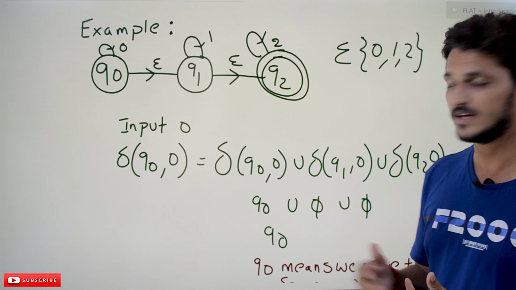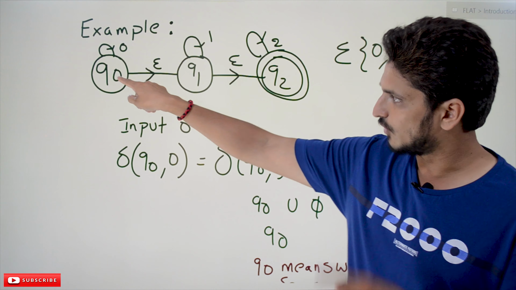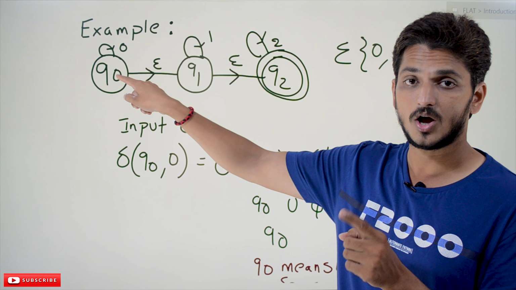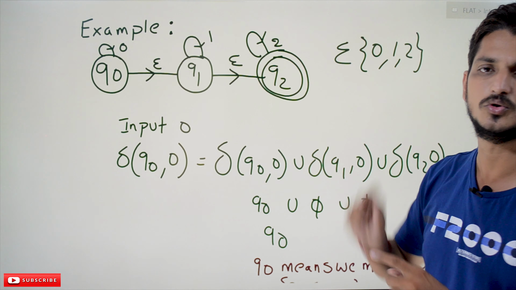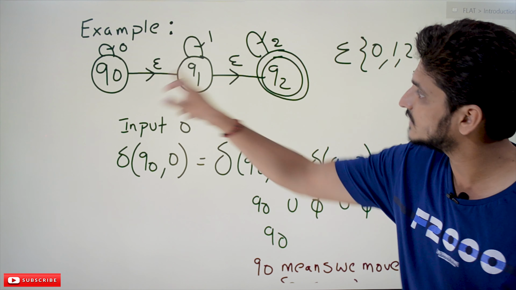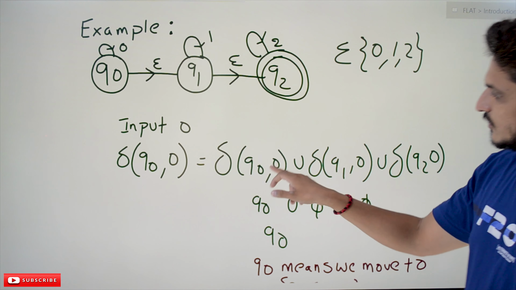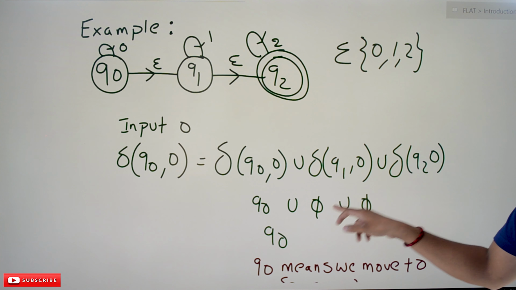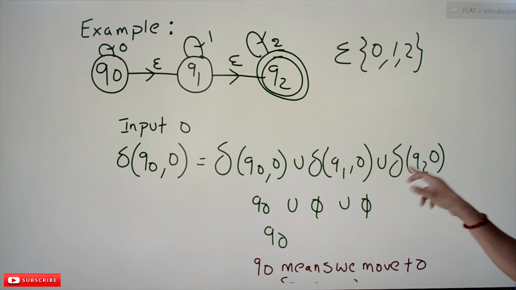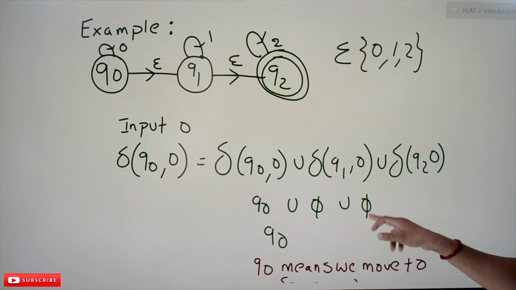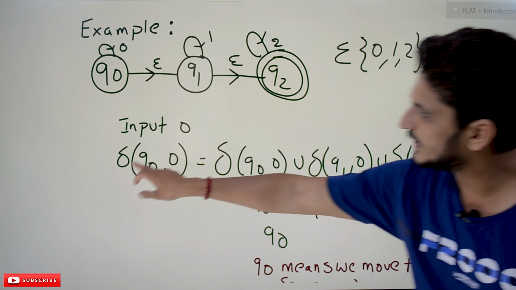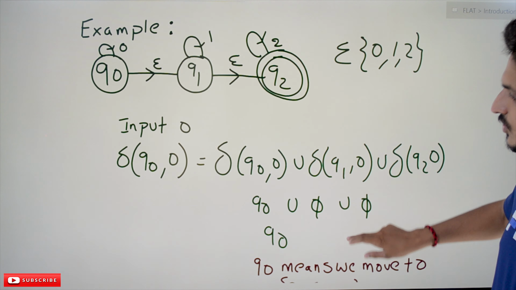How do we identify delta of Q0 0? If you want to apply 0 on Q0, we have to apply 0 on Q0, Q1 and Q2. That's what epsilon transition means. So delta of Q0 0 means we go to Q0, union delta of Q1 0, which is the empty state phi, union delta of Q2 0, which is the empty state. The union of these three is Q0. So whenever you apply delta of Q0 0, we move to Q0.